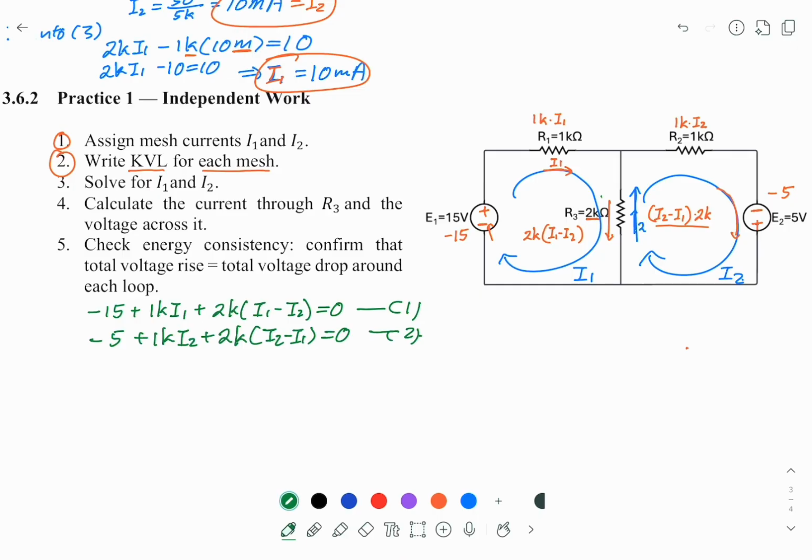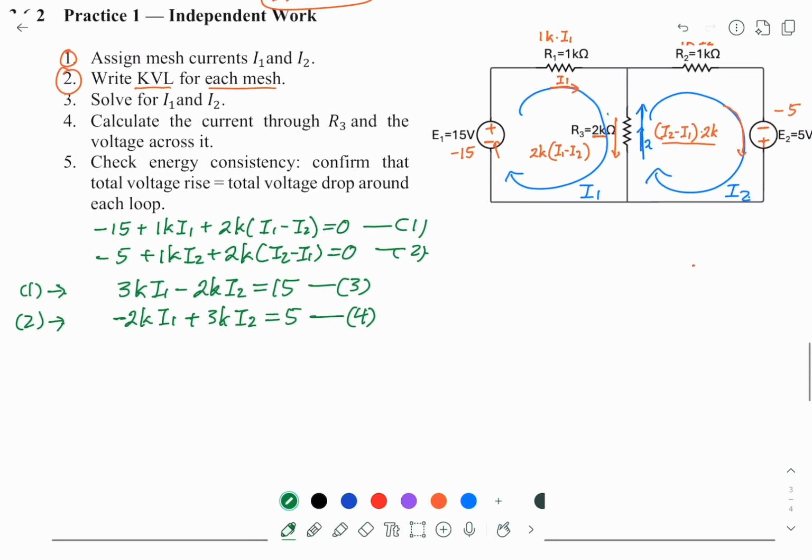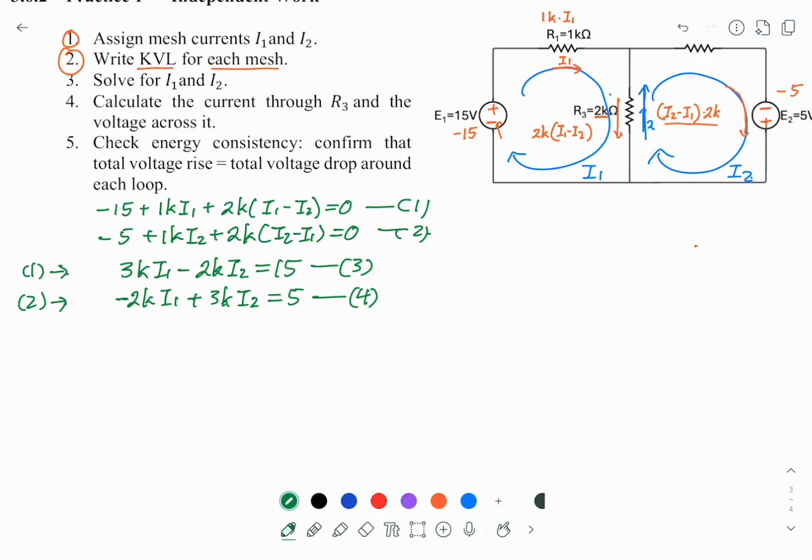So now we tidy up. From 1, we can see this is equal to 3K I1 minus 2K I2 equal to 15. This is 3. From number 2, this is minus 2K I1 plus 3K I2 equal to 5. So this is 4. Again, we can use whatever method to find I1 and I2.